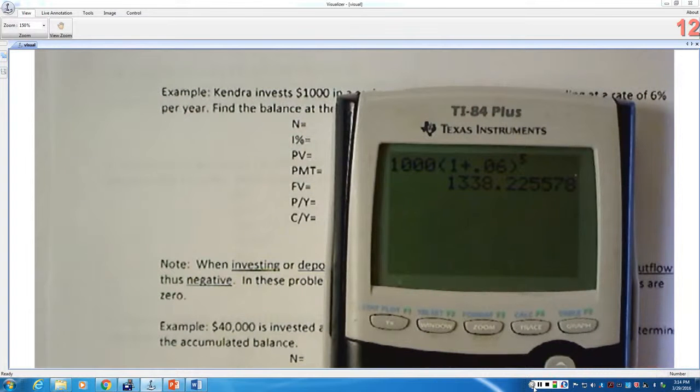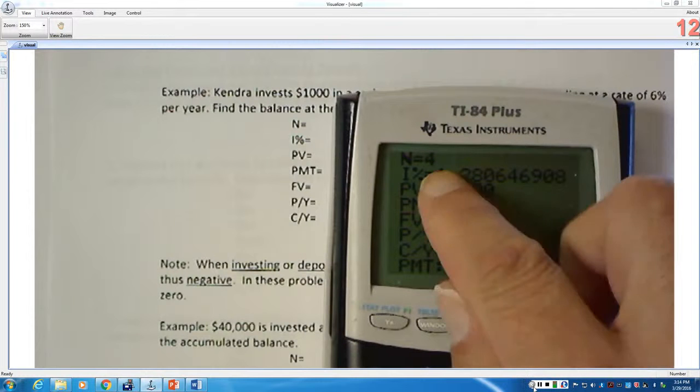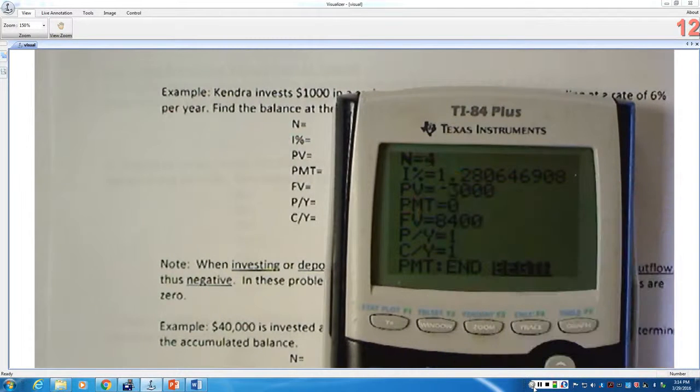Now one way of doing it is by the TVM solver. We can do the same thing by using the calculator. Again, you go to apps, you go to finance, and you use the TVM solver right there. The first one, you're going to take the number of years that you're going to be accumulating times the number of times you're compounding it. It's compounding annually, so it's basically 1. So it's going to be 5 times 1, which gives you 5.